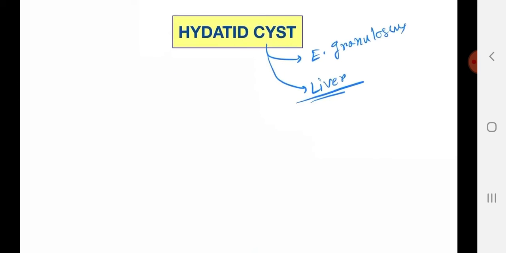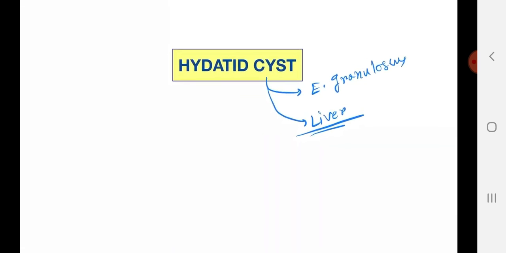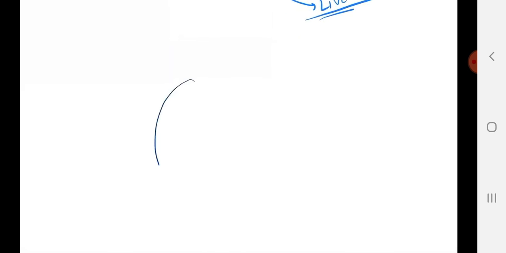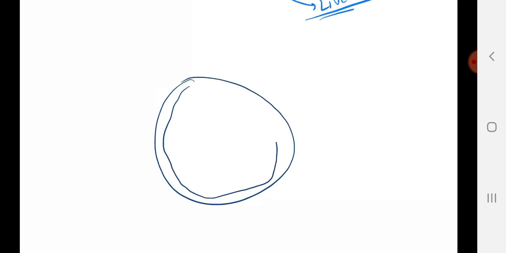Okay, so hello friends, today our topic is the hydatid cyst. Hydatid cyst is caused by Echinococcus granulosus, and it is present inside the liver. So let's see the structure. The identification of the histopathological site is totally based on the structure of the hydatid cyst. So this is the hydatid cyst, and these are the layers. You just have to identify the layers.